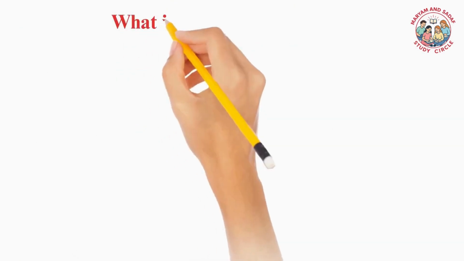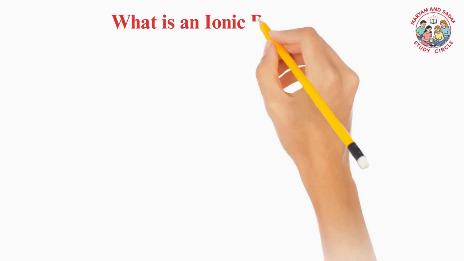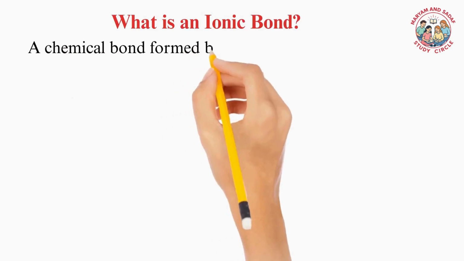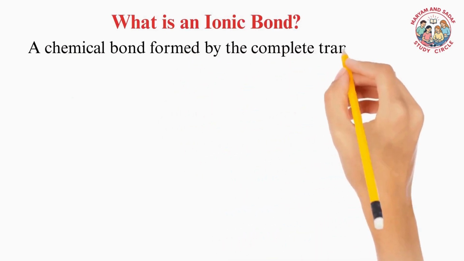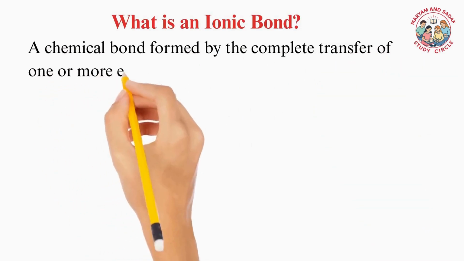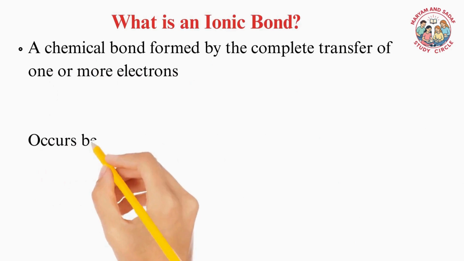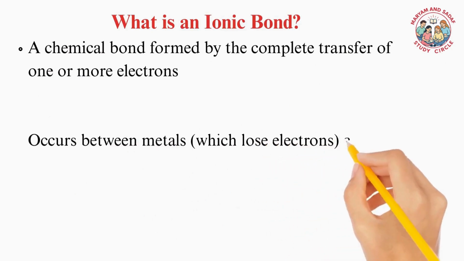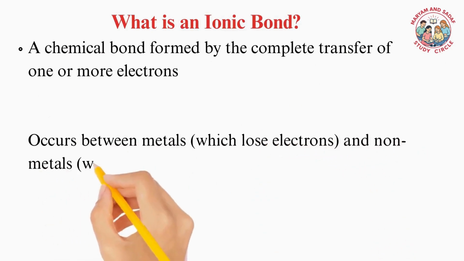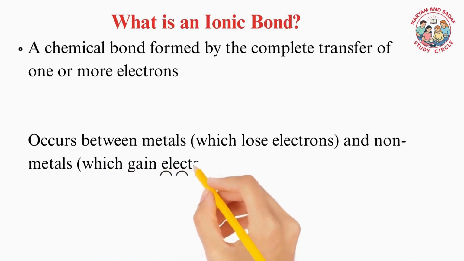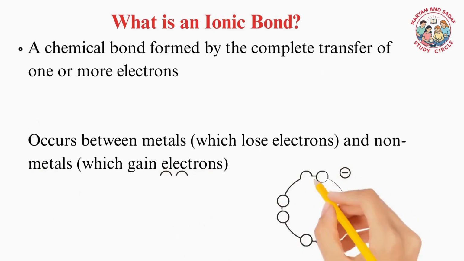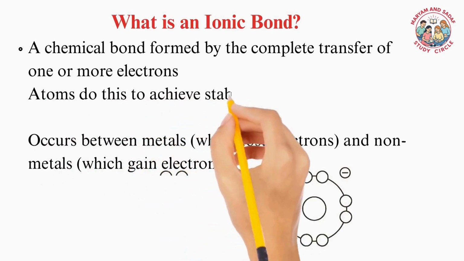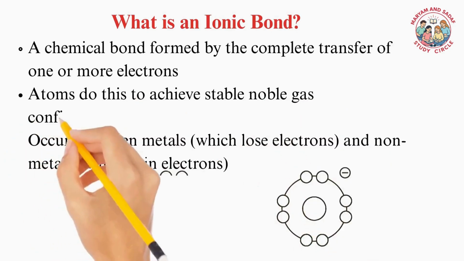What is an ionic bond? A chemical bond formed by the complete transfer of one or more electrons. It occurs between metals, which lose electrons, and non-metals, which gain electrons. Atoms do this to achieve a stable noble gas configuration.